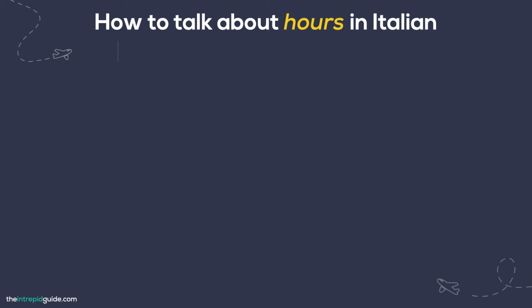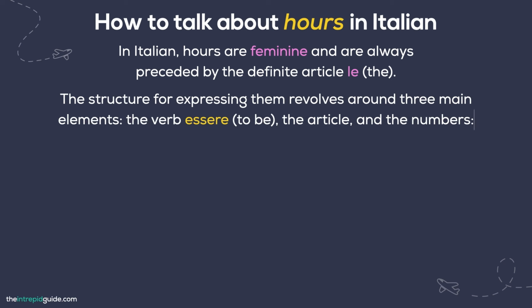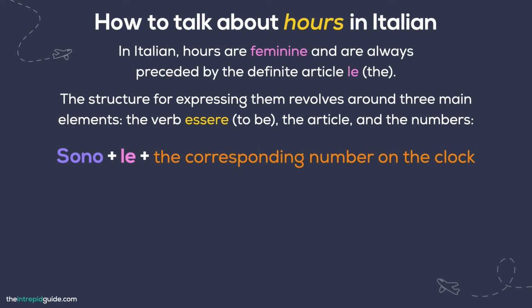Now we're going to get to the meat and bones of how to tell the time in Italian. Now that you've asked the question, it's time to understand the answer. So let's start by learning how to talk about hours in Italian. In Italian, hours are feminine and are always preceded by the definite article le, the. The structure for expressing them revolves around three main elements: the verb essere, the article, and the numbers. It looks something like this: sono plus le plus the corresponding number on the clock.